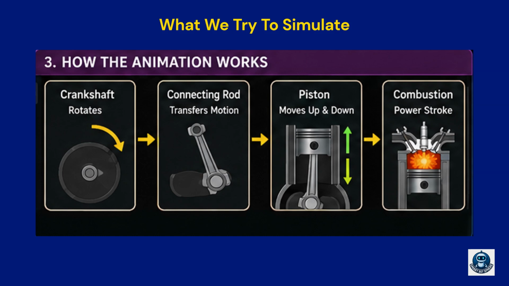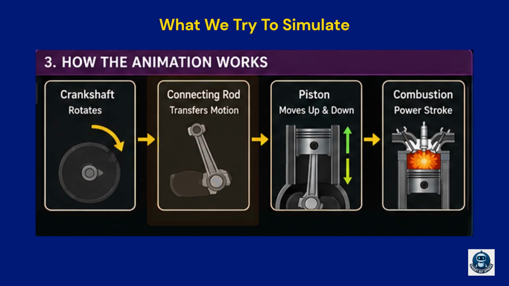Now let's connect the real engine with our Python code. Our animation focuses on the mechanical movement that happens inside the engine. The first step is crankshaft rotation. In the real engine, the crankshaft continuously rotates. In our Python code, we simulate this by increasing an angle value. Using mathematical functions like sine and cosine, we calculate the rotating position of the crankshaft.